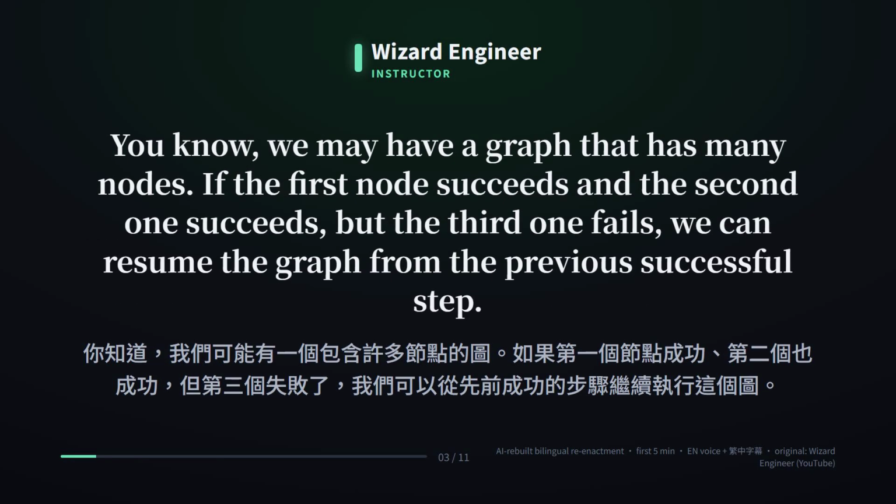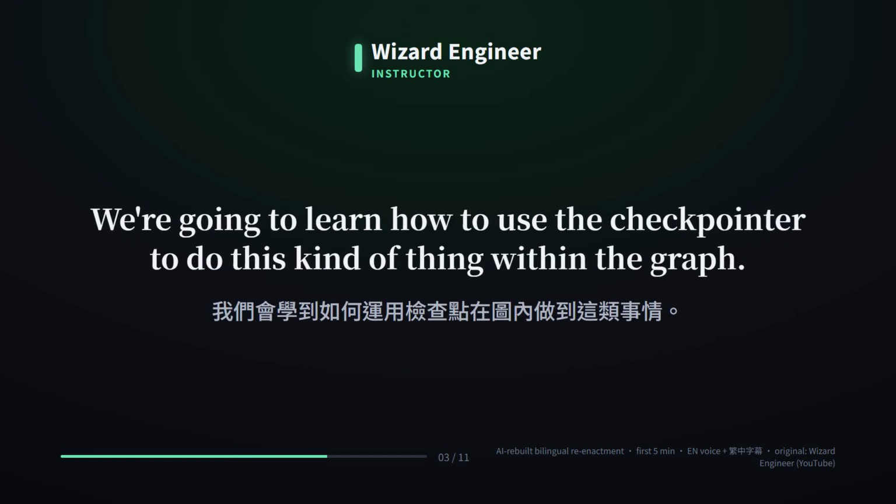You know, we may have a graph that has many nodes. If the first node succeeds and the second one succeeds, but the third one fails, we can resume the graph from the previous successful step. We're going to learn how to use the checkpointer to do this kind of thing within the graph.